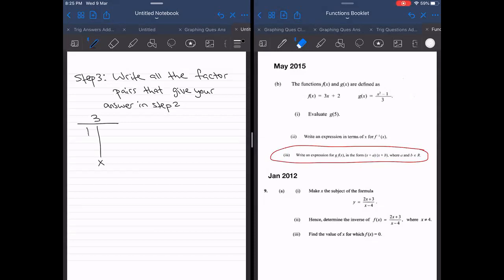I can multiply 1 and 3, but guess what? I can also multiply -1 and -3. So whenever you're doing the positives, you want to remember that what? A positive multiplied by a positive is a positive, but as well, a negative multiplied by a negative is a positive.